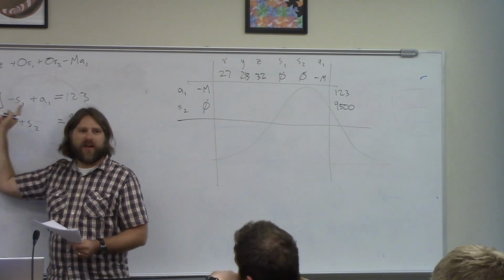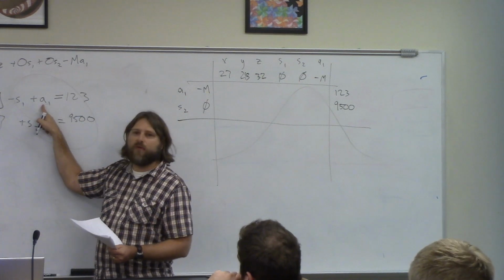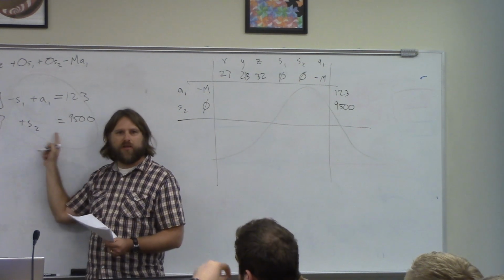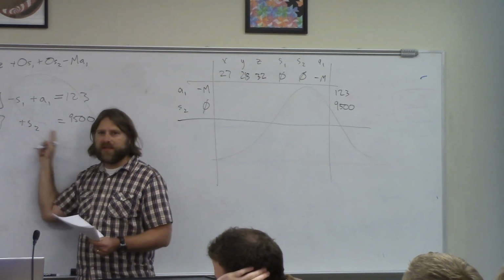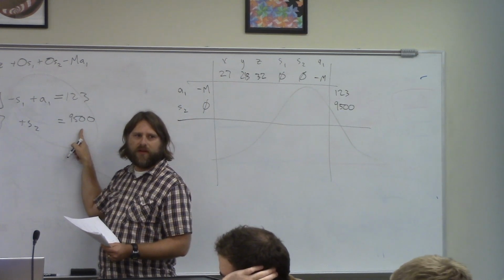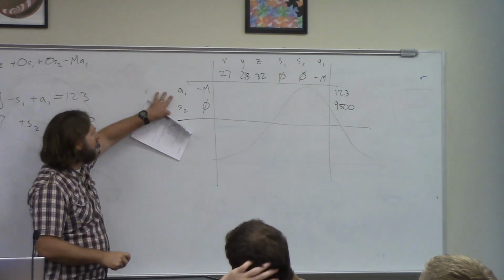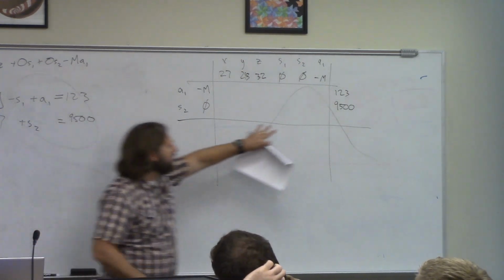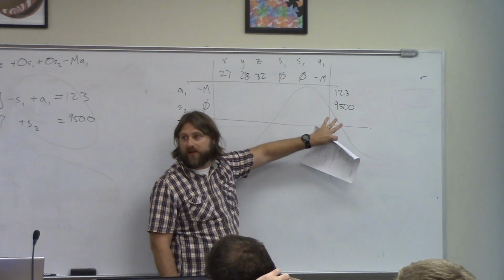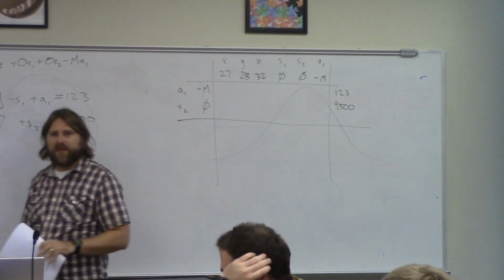And since all the other values in our equation are 0, that means that A1 has to be 123. And the same is true of this equation. The only non-zero value in this equation is S2, which means that S2 has to be 9,500. So the answer for part B is A1 and S2 are equal to 123 and 9,500 respectively. Okay, those are the values that they take on when we make our initial guess.